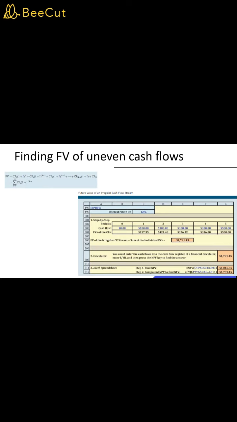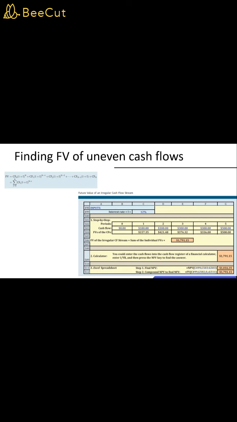And the formula for this, here you can see right at the top, this is the formula for compounding. N, as you know, stands for the number of periods, I is the interest rate. And so you can just literally plug in your cash flows and the interest rate and the number of periods into this formula, and you can then add each of the individual future values of the uneven cash flows, and that will give you the total future value of the uneven cash flows that you are calculating.